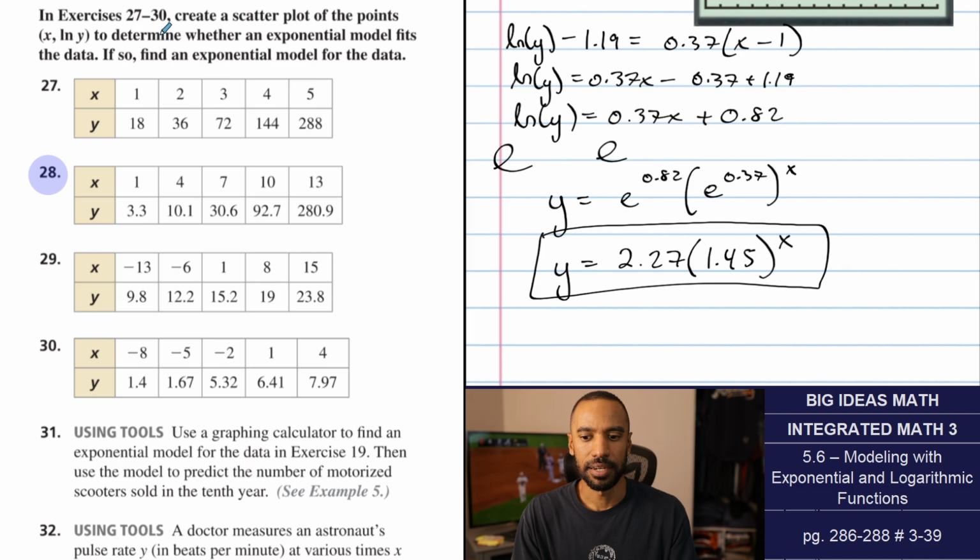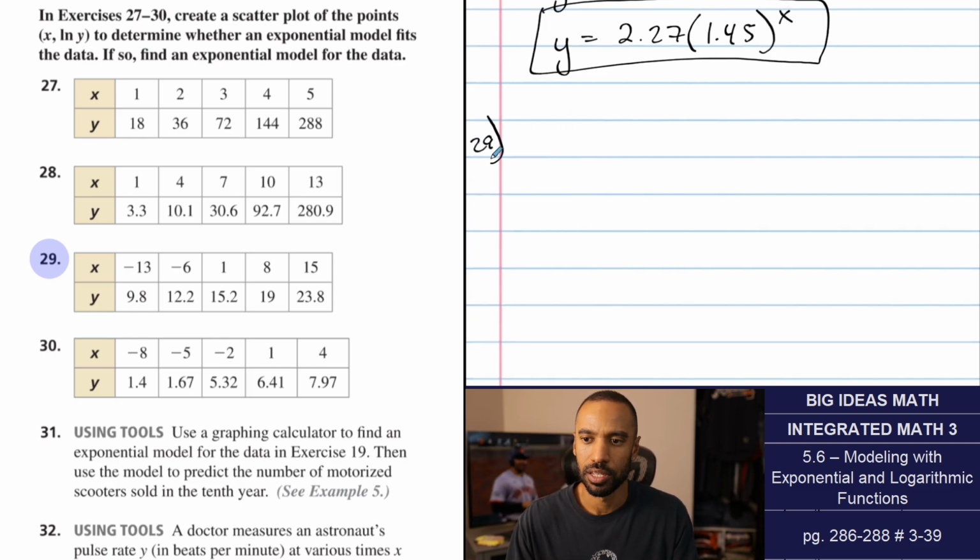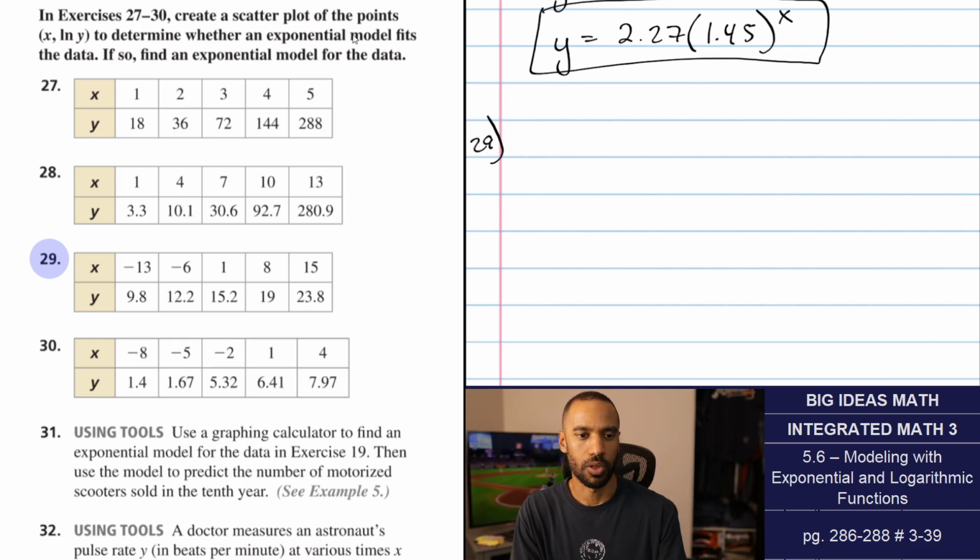Okay, number 29. X is increased by 7. So, good start. Let's check out those y's in natural log form.